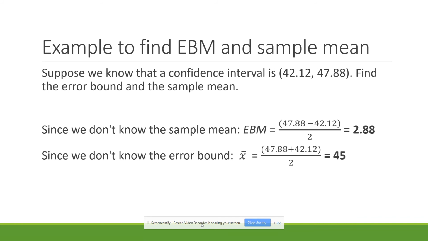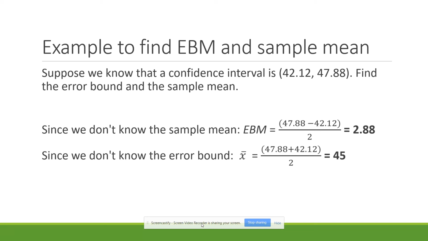Okay? So let's say we have a different one. Suppose we have a confidence interval of 42.12 and 47.88. It says find the error bound and the sample mean. Since we don't know the sample mean, we can find the error bound by doing 47.88 minus 42.12 divided by 2, which gives us 2.88 as our error bound.